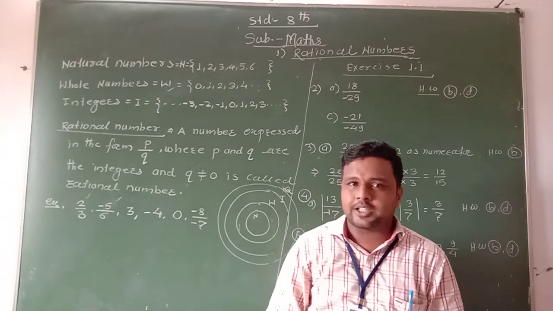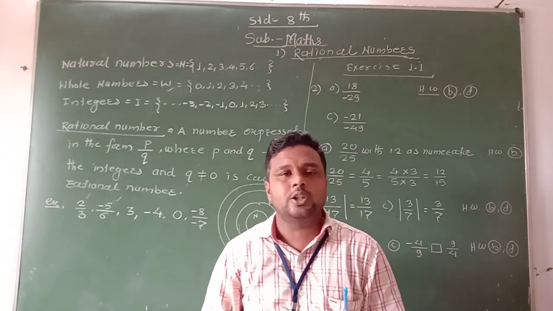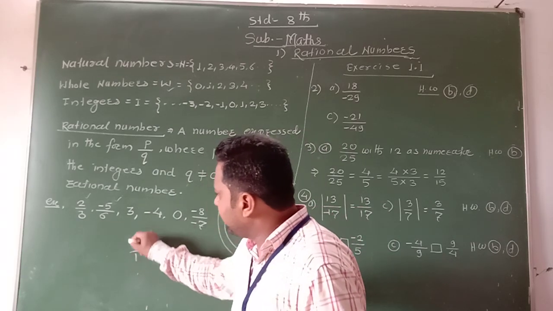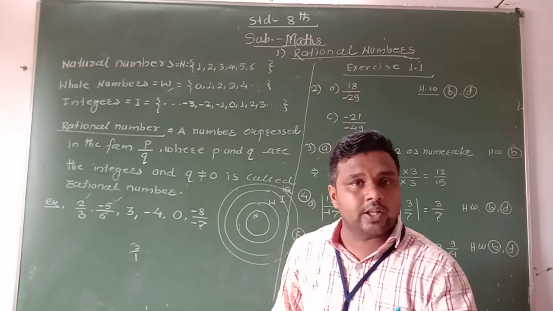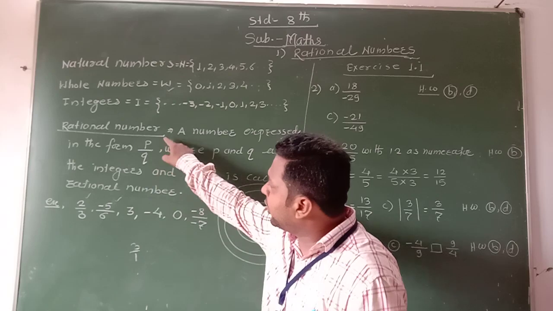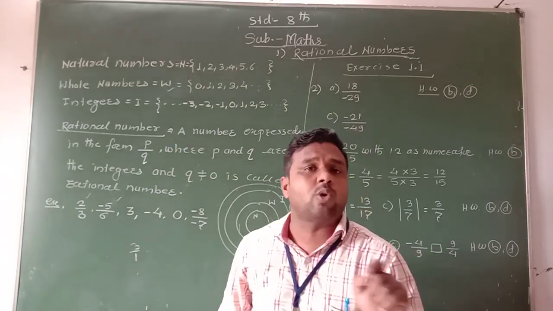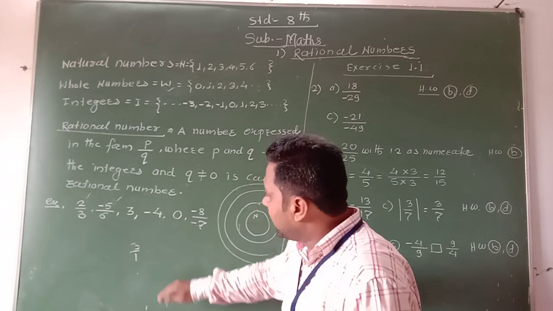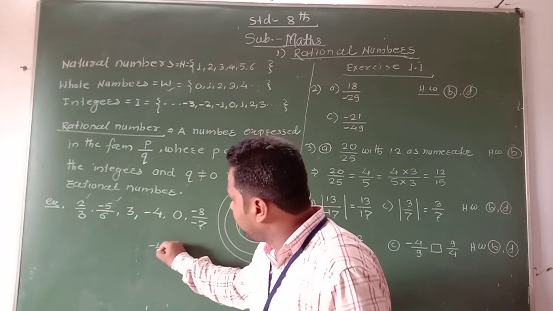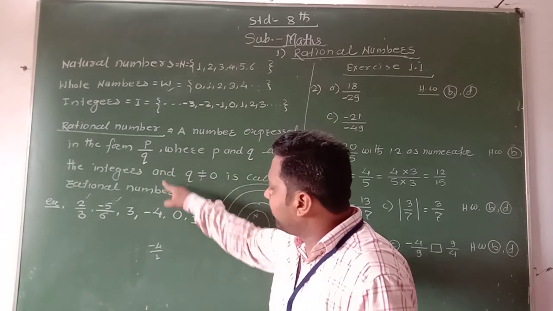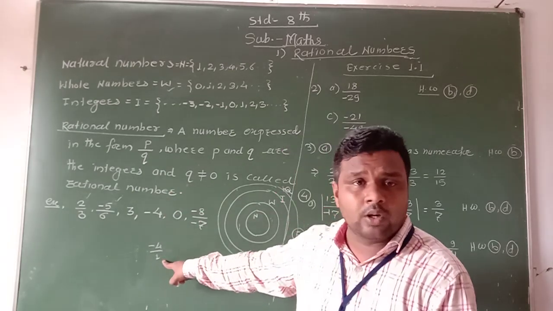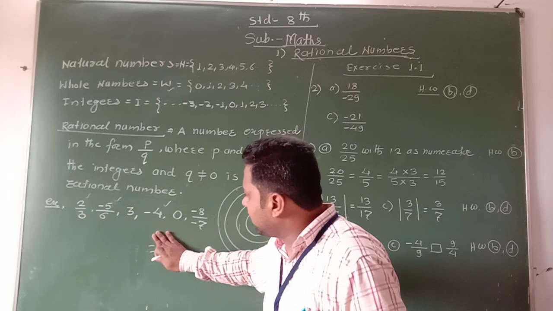Now tell me, is 3 a rational number or not? Yes, 3 is also a rational number. We can write 3 as 3 upon 1. In the denominator there is 1, and 1 is also an integer. So 3 is in P upon Q form, therefore 3 is also a rational number. Similarly, -4 we can write as -4 upon 1. Again it is in P upon Q form. -4 and 1 are integers and Q is not equal to 0, that is, 1 is not equal to 0. Then that number is also a rational number.